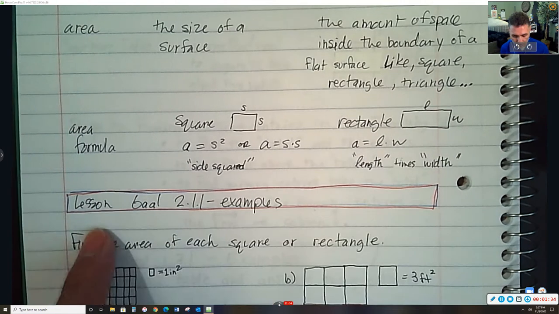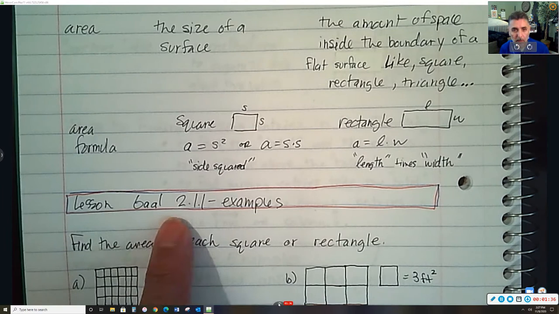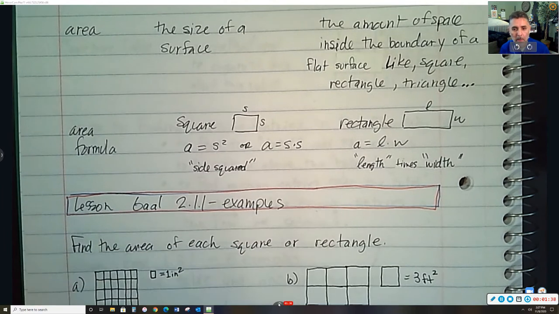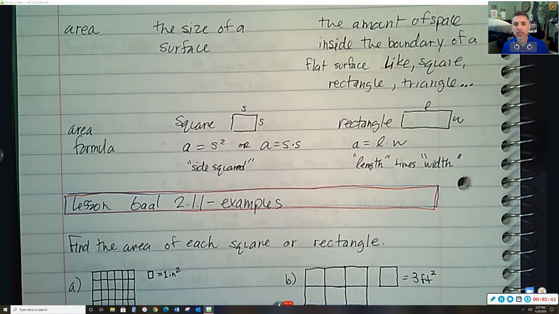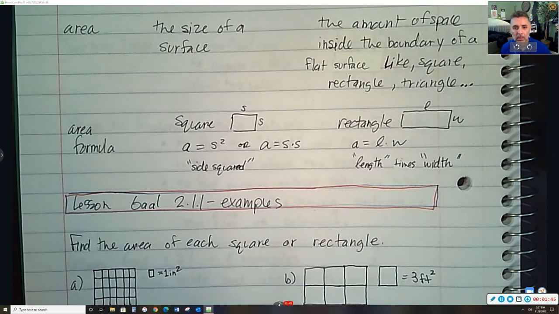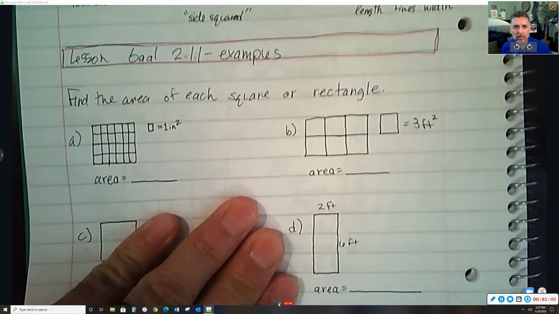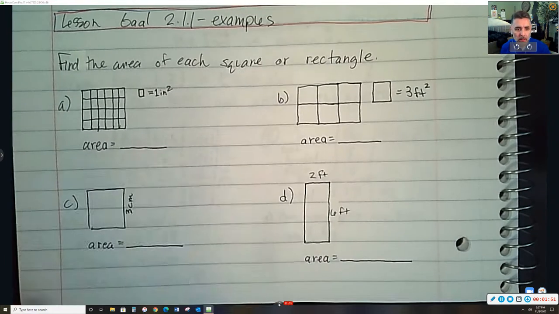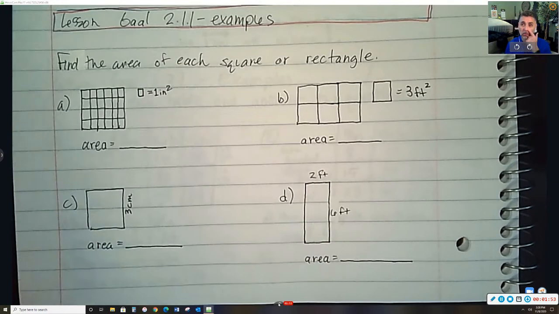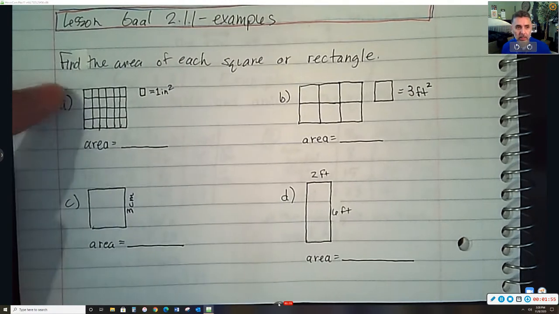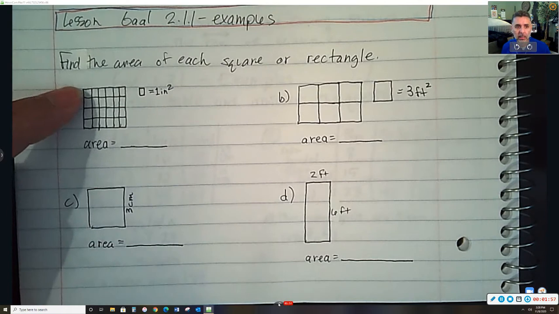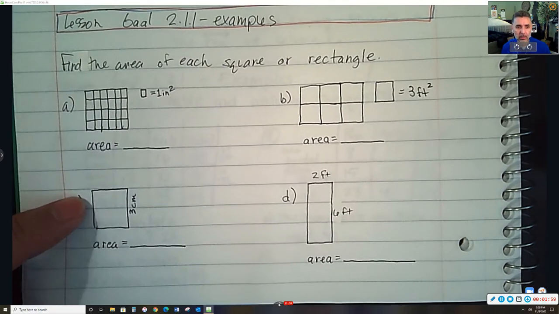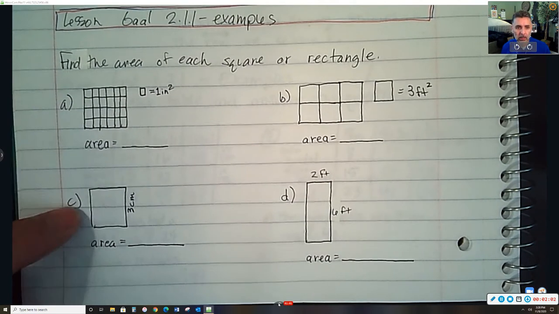And here's some examples. Lesson goal 211 examples. Okay, if you need time to copy this, pause this right now and then unpause it when you're ready. So I'm going to do the examples. If you look at the examples, you're going to see these first, like today. And in the next class, you'll see some that look like this.